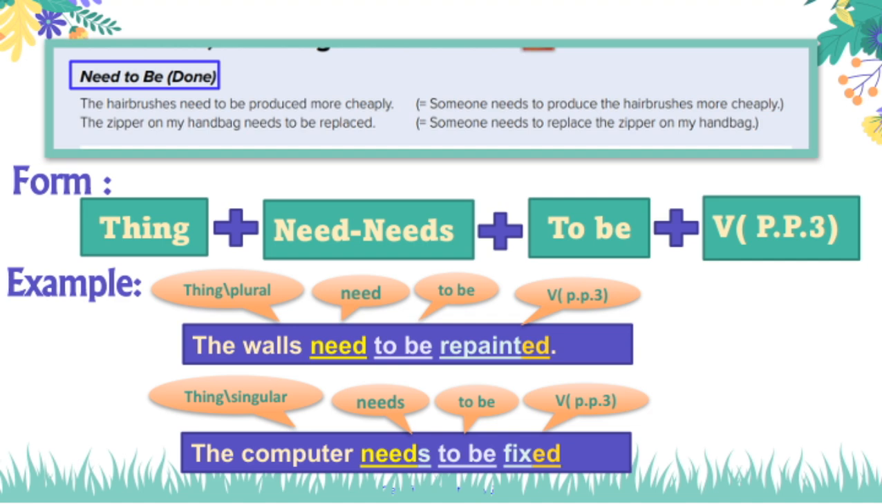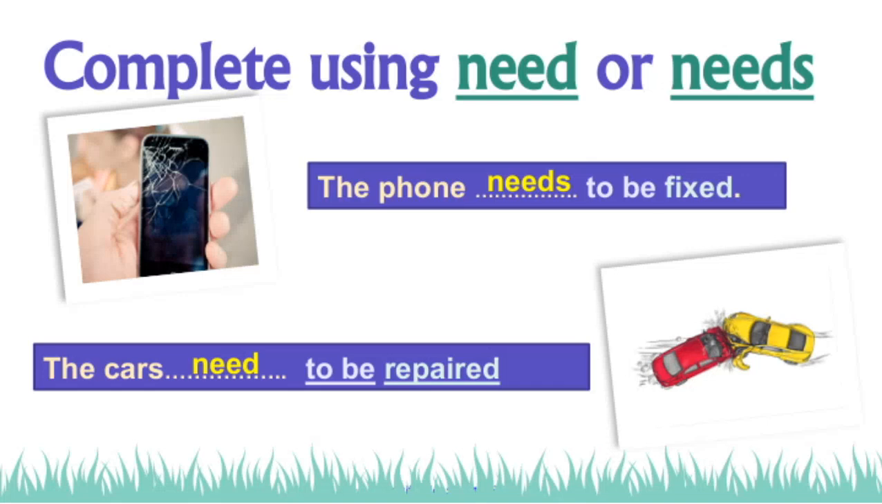The key point to remember is that the form of to be depends on whether the noun is singular or plural, and this helps us express necessity accurately. This is a fundamental part of describing what something requires, which ties into our overall focus on clear and correct English usage. Today, I want to talk about using need and needs in sentences.